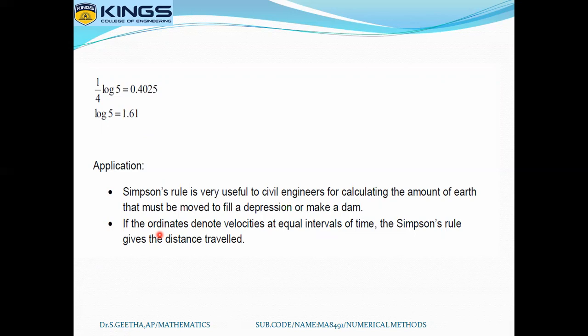Application. Simpson's rule is very useful to civil engineers for calculating the amount of earth that must be moved to fill a depression or make a dam. If the ordinates denote velocities at equal intervals of time, Simpson's rule gives the distance traveled.